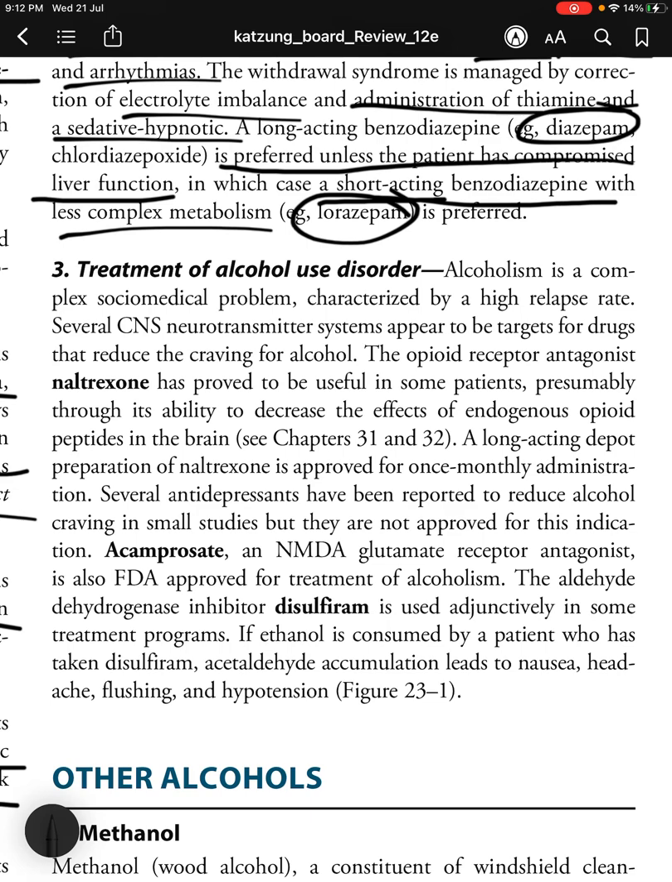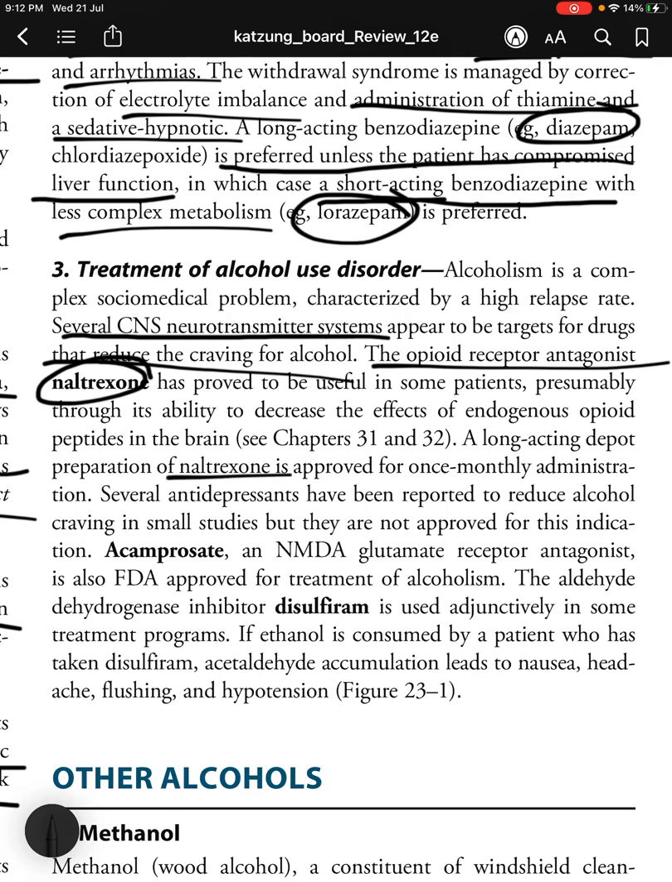Next, moving on to the treatment of alcohol use disorder. Alcoholism is a complex socio-medical problem characterized by a high relapse rate. So, several CNS neurotransmitter systems appear to be targets for drugs that reduce the craving for alcohol. The opioid receptor antagonist naltrexone has been proved to be useful in some patients, presumably through its ability to decrease the effects of endogenous opioid peptides in the brain.